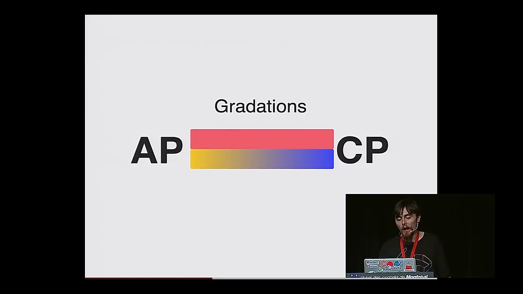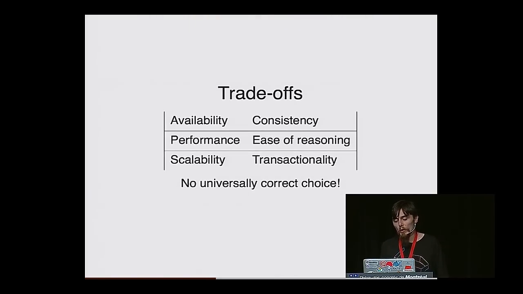You have to. However, you can have gradations between availability and consistency. And you can make trade-offs. Like sometimes you don't need pure availability. You don't need pure consistency. There's a lot of really interesting stuff in the middle. You get to trade availability for consistency. Another way of saying that very often is performance versus ease of reasoning about the system. Or like, computer time versus developer time.